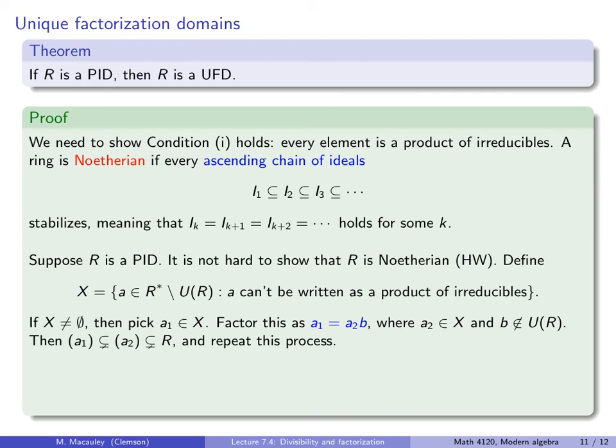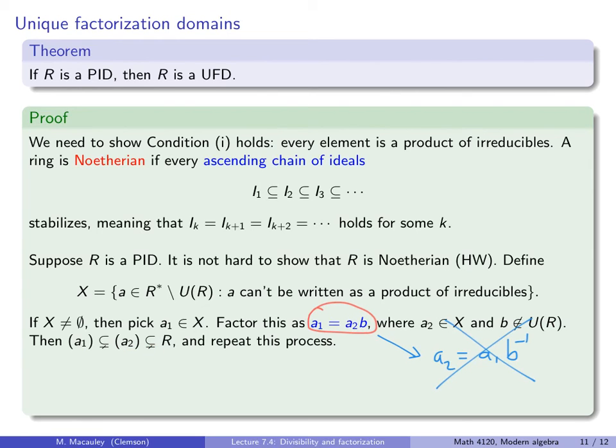Now, the ideal generated by A1 is contained in A2 because A1 is a multiple of A2. And I claim that this inclusion is proper. In other words, that A2 is not in here. Well, why is that? If A2 were in the ideal generated by A1, then A2 would have to be some multiple of A1. And what multiple would that be? Well, that would have to be B inverse. Although B is not a unit, so this is impossible. So this inclusion is proper.